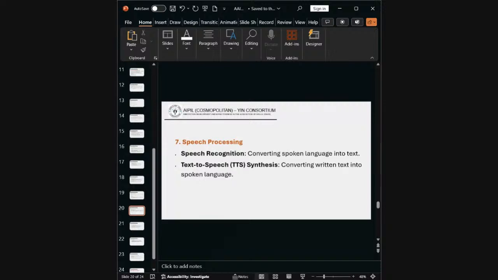That's number 7. We have speech processing. That's another technique that can be used in natural language processing, converting spoken language into text. Of course, we have extensively talked about that. And then we also have text to speech, converting written text to spoken language. That's why it can converse with you with voice and you understand.